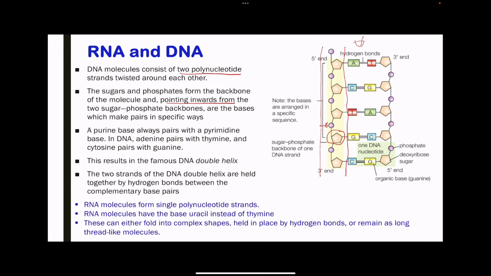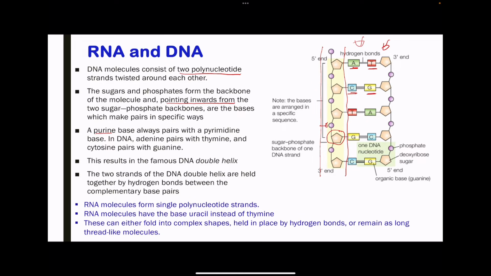Pointing inwards from the 2 sugar-phosphate backbones are the bases, which are paired in specific ways. For example, in a DNA molecule, adenine pairs with thymine, while cytosine pairs with guanine. We do not have uracil in DNA, only the other 4. A purine base always pairs with a pyrimidine.